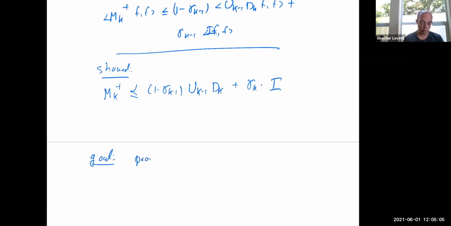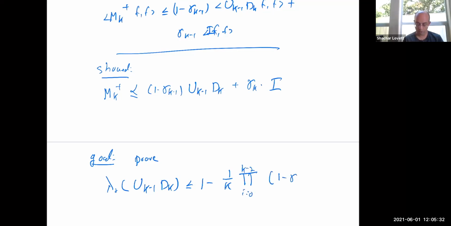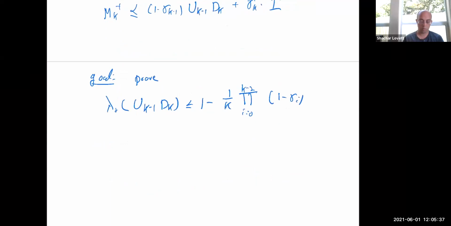And our goal now is to prove the following bound on the mixing time of the lower walk. Our goal is to prove that lambda 2 of U_{k-1} D_k, the lower walk at level k, is at most 1 minus 1 over k, times the product over i from 0 to k minus 2 of (1 minus gamma_i). And we're going to do it by induction on k.